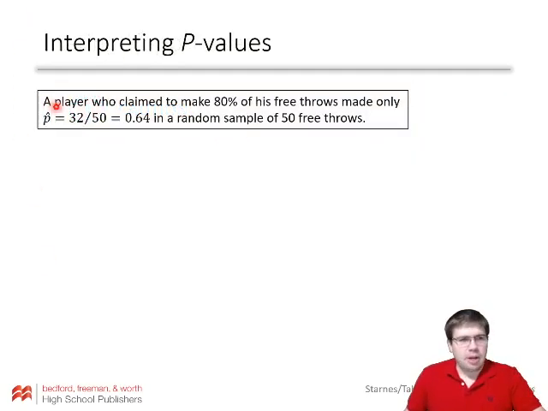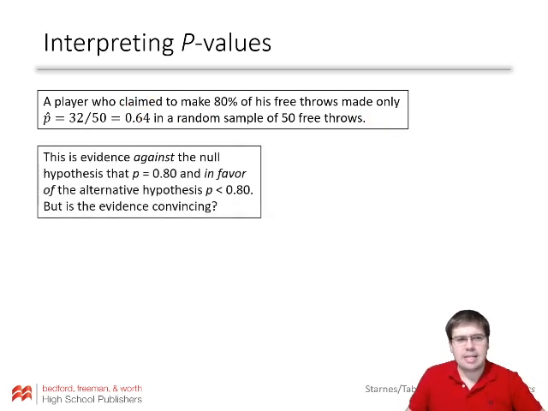Now a similar example: a player who claimed to make 80% of his free throws made only 32 out of 50, which is 64%, in a random sample of throws. So what we can say is this is evidence against the null hypothesis that p equals 0.8, and in favor of the alternative hypothesis. He did do less than 80%, but is this evidence convincing? That's the big thing we want to think about in statistics: just because the number's lower, realize there's sampling variability. Is this just chance that we got something that low? So we're going to think about our sampling distribution a lot in this chapter.